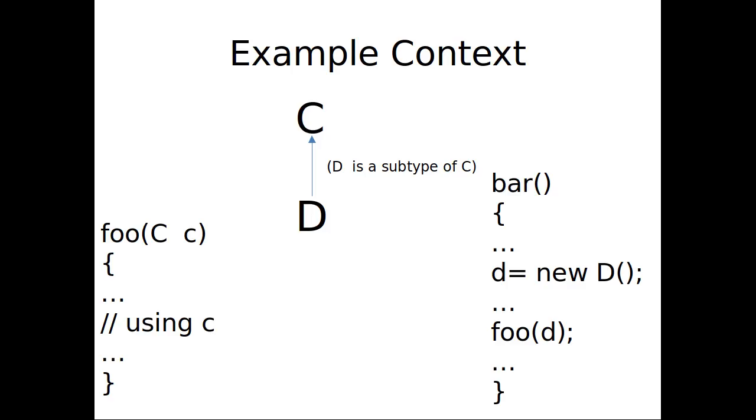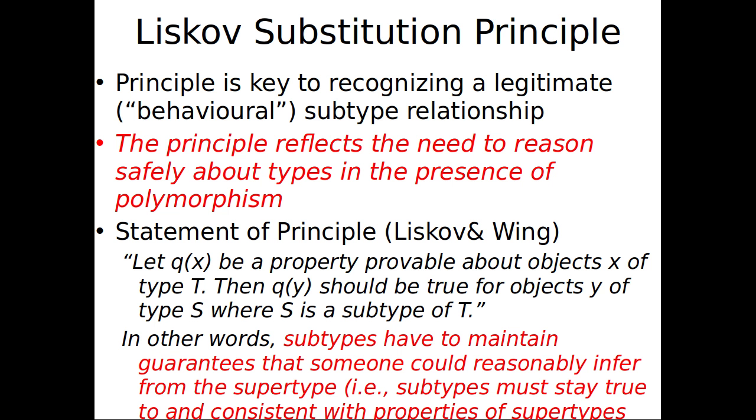Okay, so we have these contexts, and this is, as it turns out, identical in its designation of the names. The principle reflects the need to reason safely about subtypes when we're using polymorphism. We can pass around an A as if it's a B. We want to be able to do so in a safe way, in a sane way. And this is the basic principle.